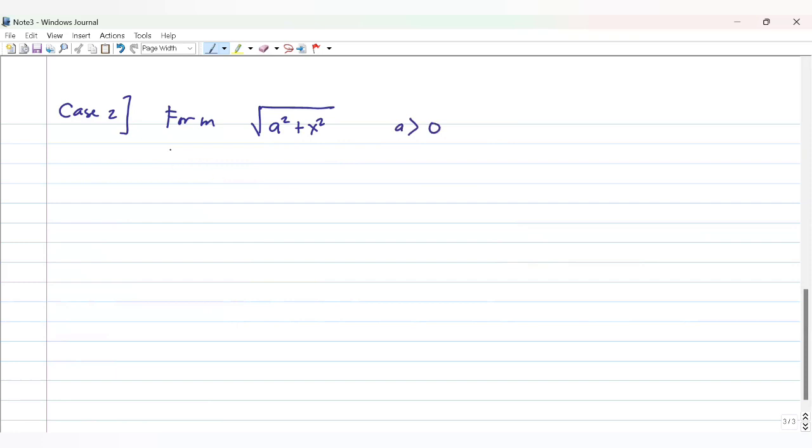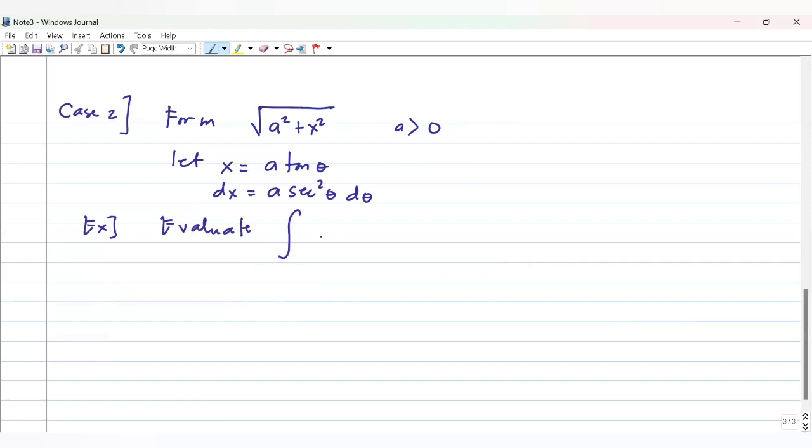So in here, we let x is equal to a tangent of theta, such that your dx is equal to, what is the derivative of tangent? Secant squared. So that is a secant squared theta d theta. Okay, did you get it? So let's have an example. If we try to evaluate the integral of the square root of x squared plus 5. Okay, so 5 is not a perfect square.